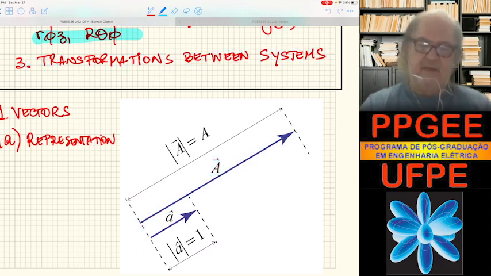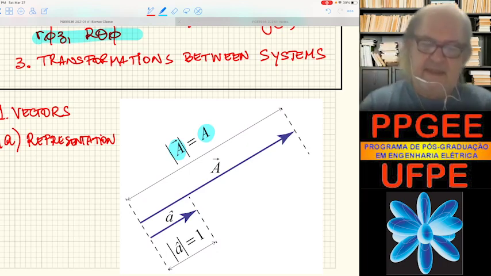And the magnitude of the vector we are going to represent by those vertical bars. In general, we have a scalar without the vector. Everything that has a small arrow on top is going to be a vector. Without an arrow, it is going to be a scalar.